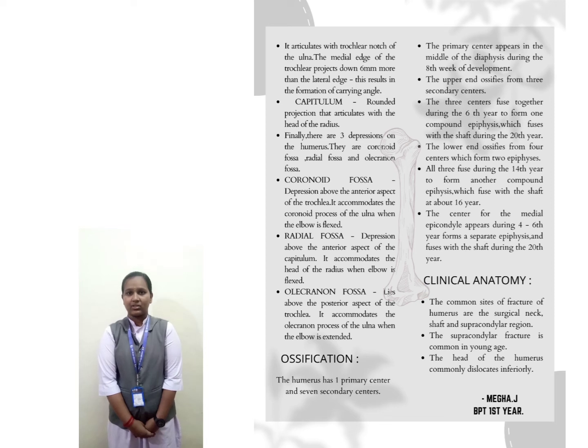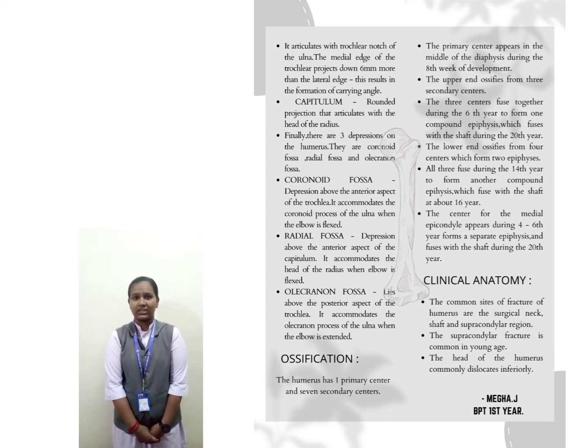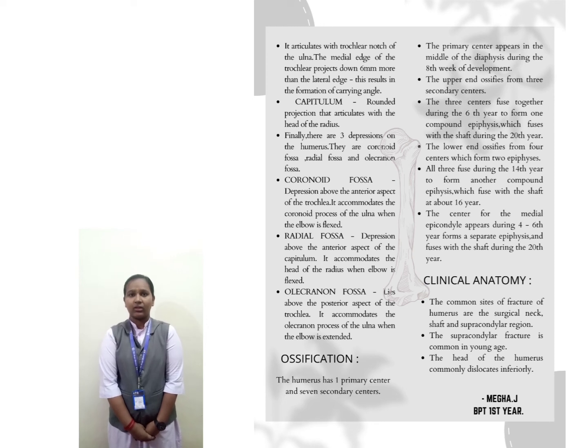The upper end ossifies from 3 secondary centers. The 3 centers fuse together during the 6th year to form one compound epiphysis, which fuses with the shaft during the 20th year. The lower end ossifies from 4 centers which form 2 epiphyses. All 3 fuse together during the 14th year to form another compound epiphysis, which fuses with the shaft at about 16 years. The condyle appears during the 4th to 6th year, forms a separate epiphysis and fuses with the shaft during the 20th year.